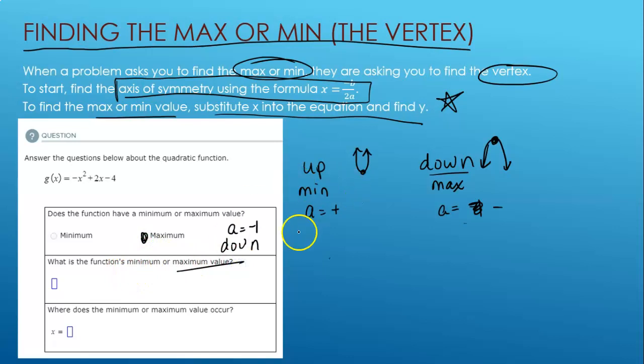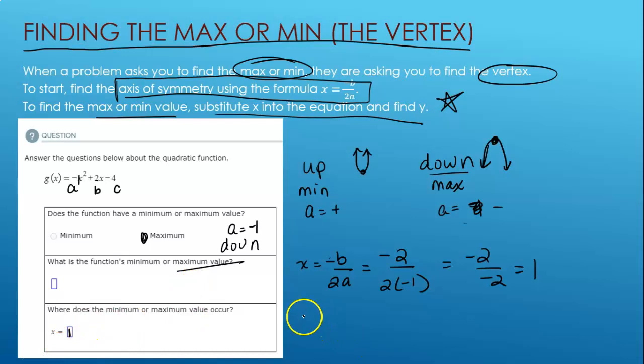To find that maximum value, I use x equals -b over 2a. Well, b is 2, so that becomes -2 over 2 times -1. Remember, this is a, b, and c. So that's -2 divided by -2, which is +1. That gives me my x value. The maximum or minimum value occurs where x is 1.